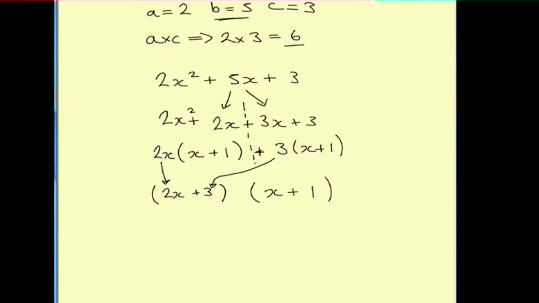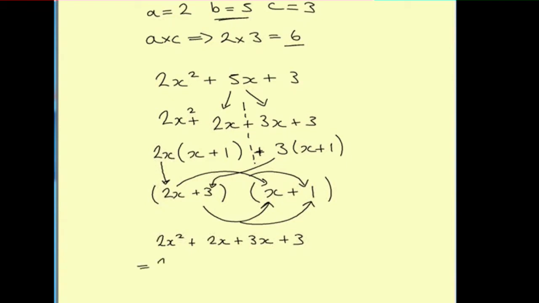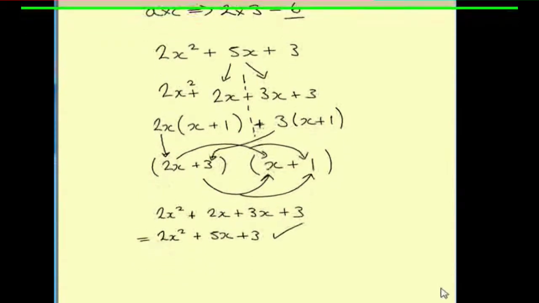Now a good idea would be to expand the bracket to make sure we get back to what we started with. So let's just put the arrows in there to indicate the multiplication sequence. So we get 2x squared plus 2x plus 3x plus 3, and that simplifies to 2x squared plus 5x plus 3. So we know we've factorised it correctly.